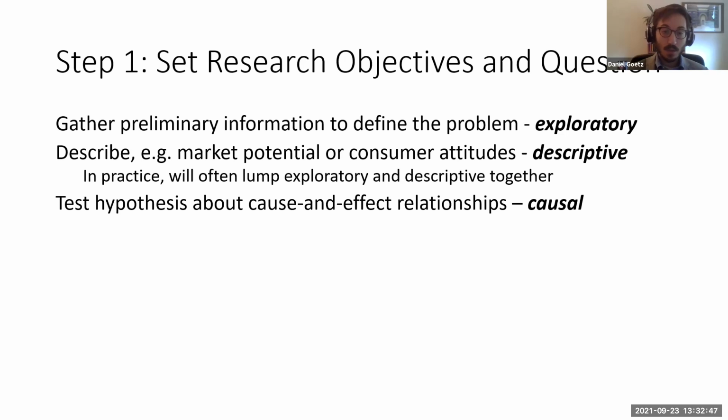The last research objective is very different than the other two. It's testing hypotheses about a cause and effect relationship. That's a causal objective, right? So I'm testing, does changing something about my product or my pricing or my strategy affect something that I care about, like how much I sell or how many repeat customers I have, right? So you're testing, if I change this, what's the effect on that?